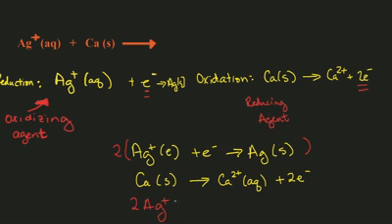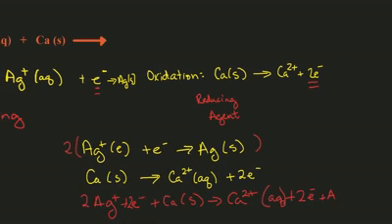2Ag+ plus 2 electrons, plus Ca(s) gives you Ca2+ aqueous plus 2 electrons plus Ag(s). Oh no, plus 2 Ag(s).